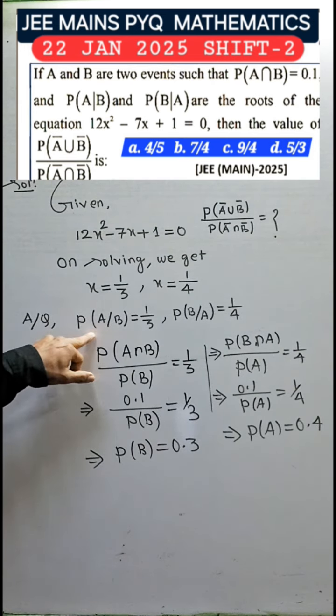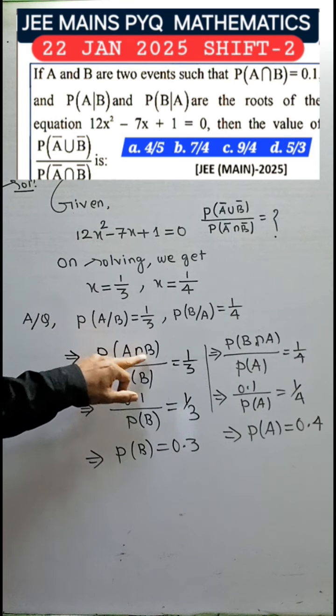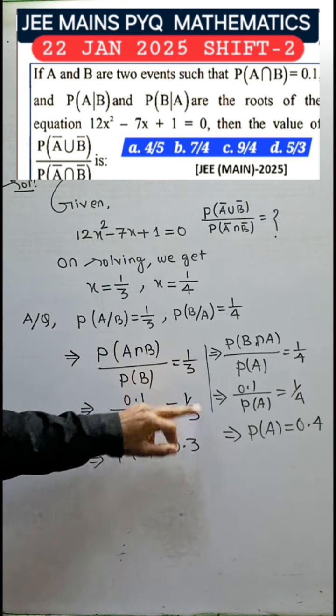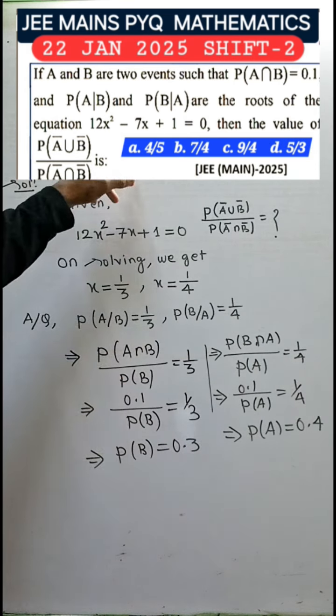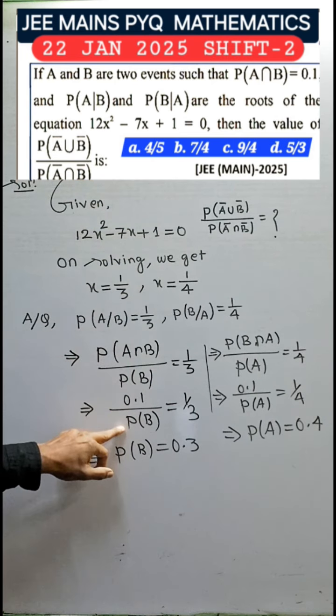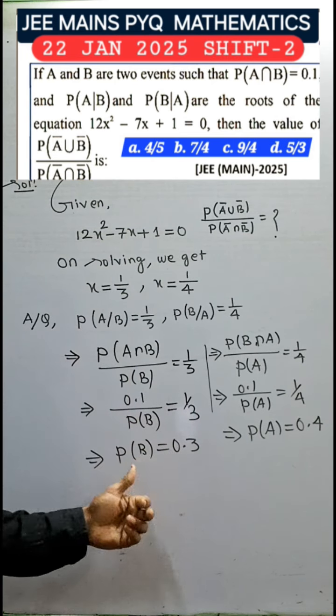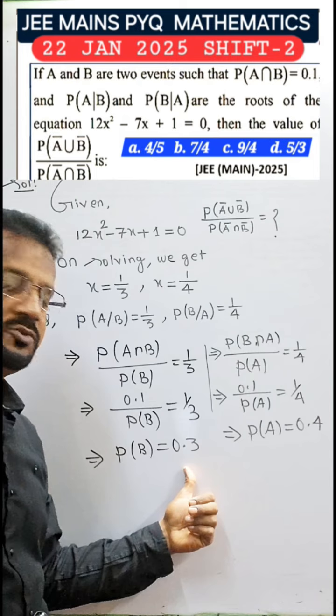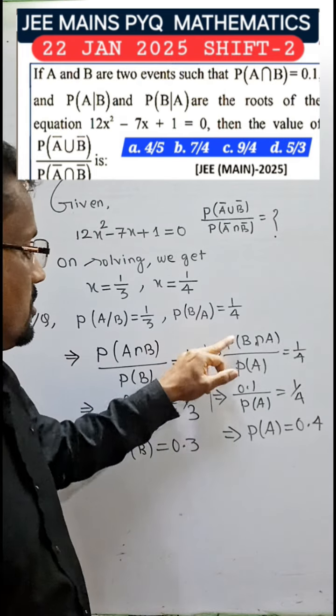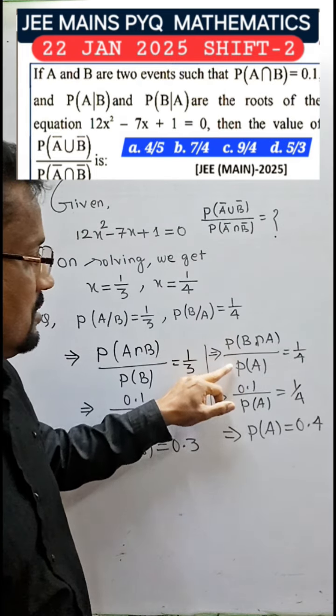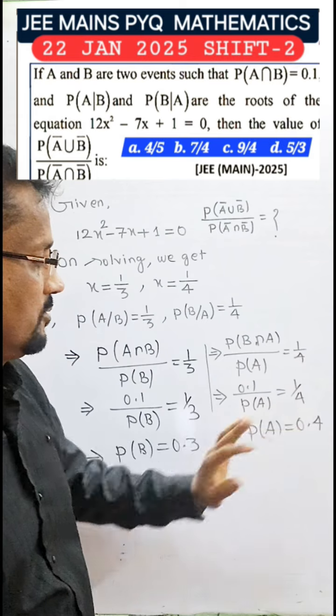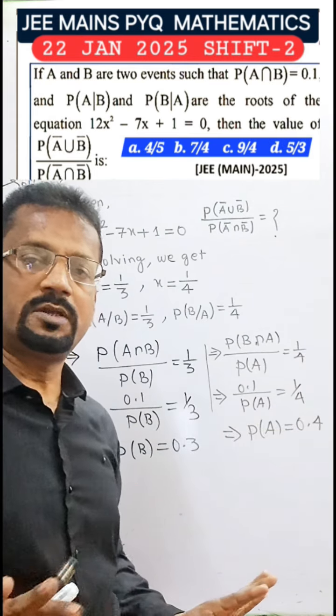Now, at first, try to get the values of probability of B as well as probability of A. The conditional probability definition is known to us: probability of A intersection B by probability of B equals 1 by 3. The intersection probability is given in the question as 0.1, so 0.1 by probability of B equals 1 by 3, and then probability of B is 0.3. Similarly, applying the conditional probability definition here, you will get probability of A equal to 0.4. So almost we have done.